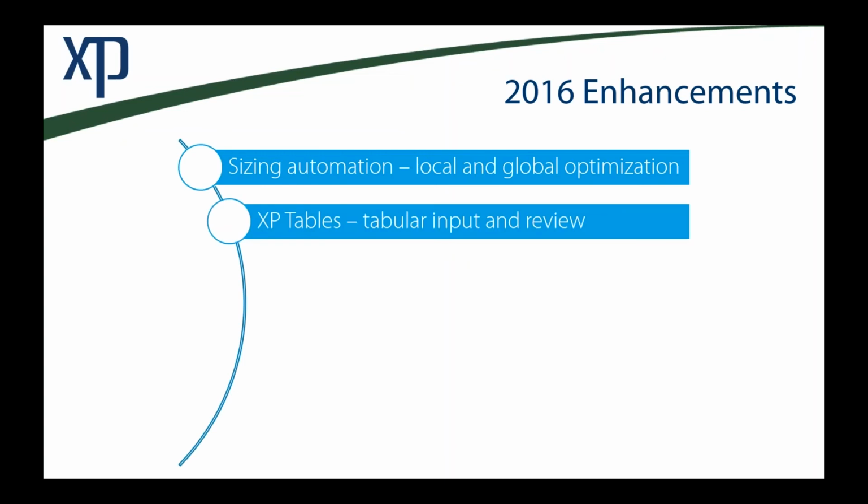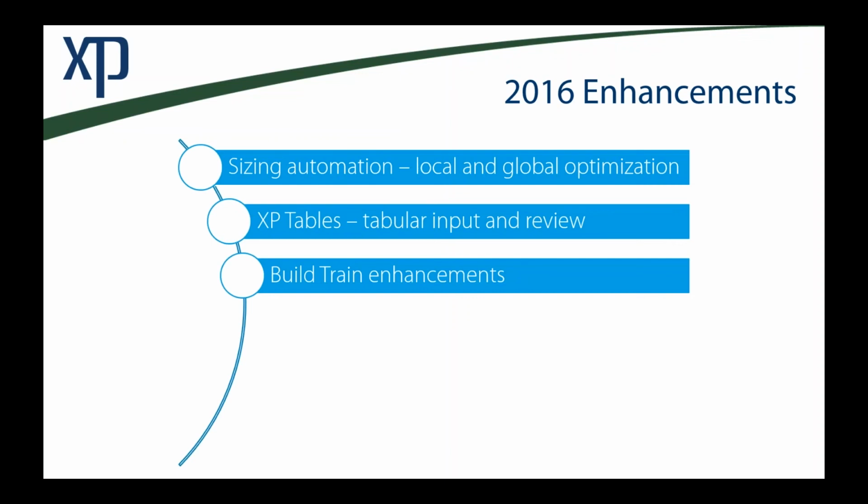Next would be the XP tables, as I mentioned, just simply tabular input and review of the model. We changed the way in which we have this build train tool. That's maybe something you've seen in the past. We can really enhance that and make it even more robust. This is a way to very quickly string together an entire treatment train of either your stormwater conveyance, where you can link up pipes and manholes, or a series of actual treatment facility systems.